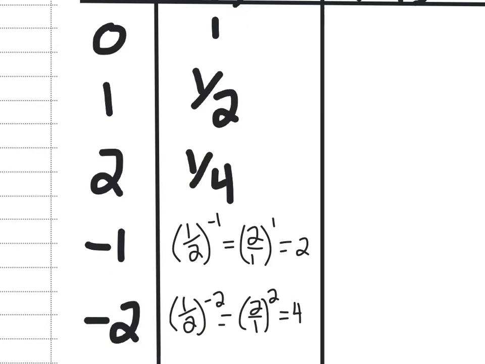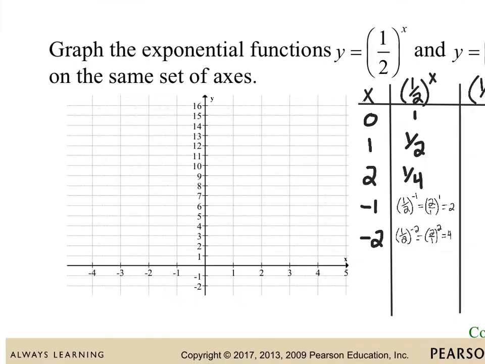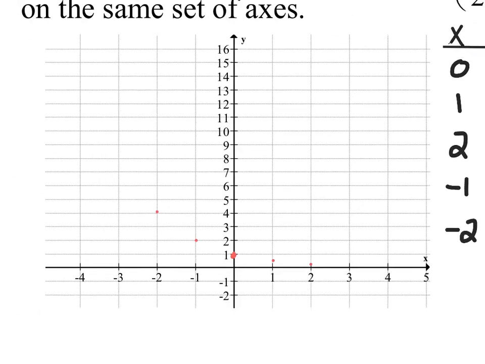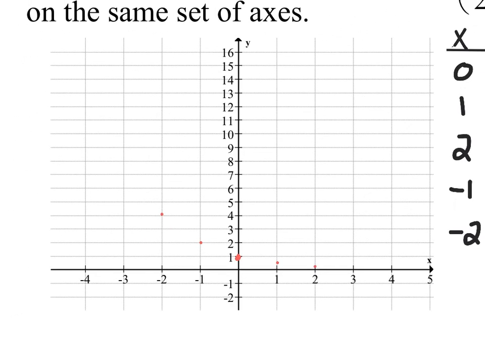So these are very similar values to what we saw before, but they're actually going to result in a decreasing function instead of an increasing function. Now we plot our ordered pairs. 0, 1 is our anchor point. Then we had 1, 1/2, 2, 1/4, negative 1, 2, negative 2, 4. Same shape function, we would also have negative 3, 8.